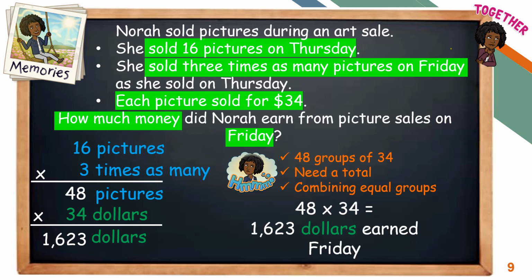Does our answer make sense? Well, we found out Nora sold more pictures on Friday than on Thursday, so 48 makes sense. Then multiplying each of those pictures by $34, yep, that makes sense.